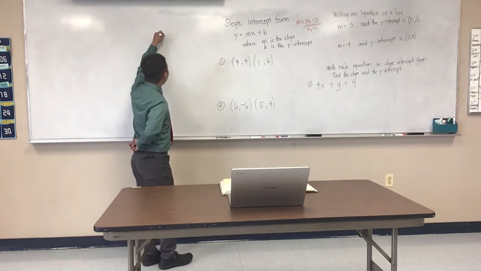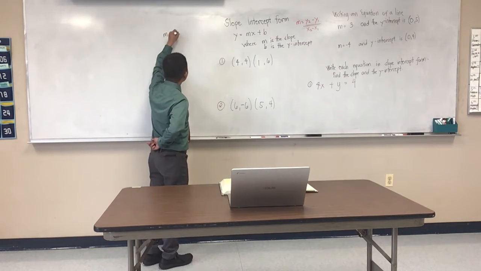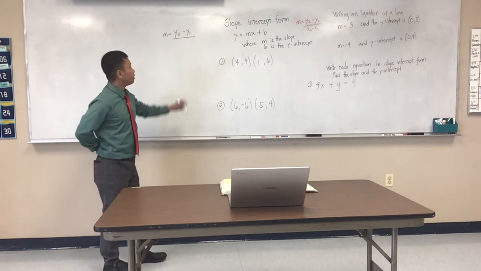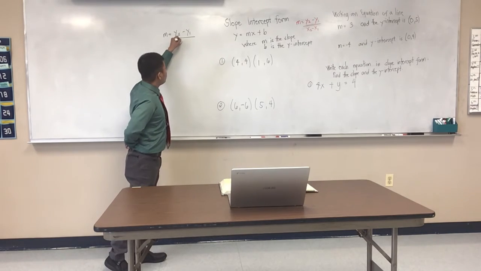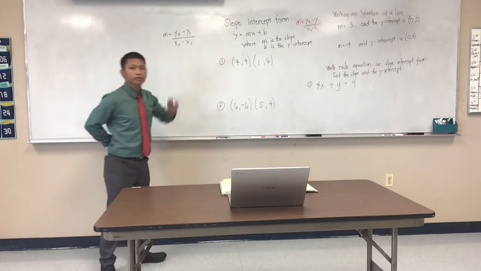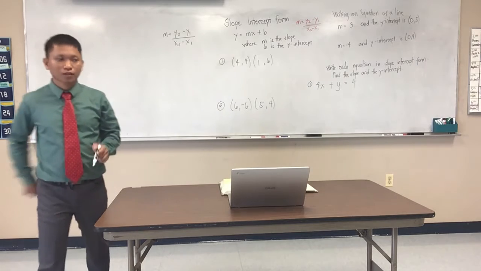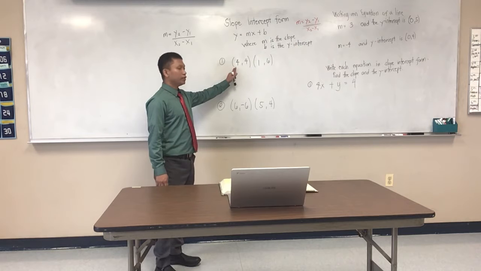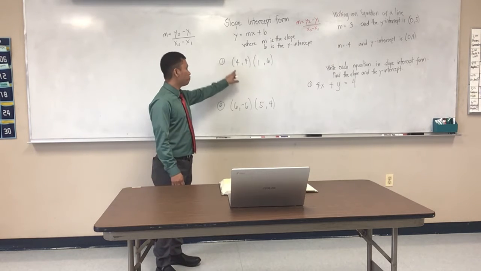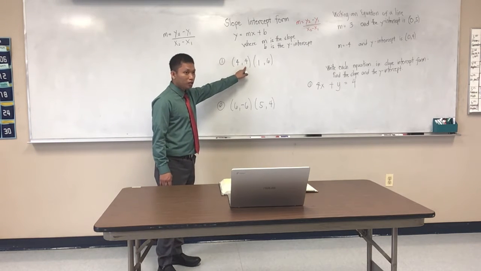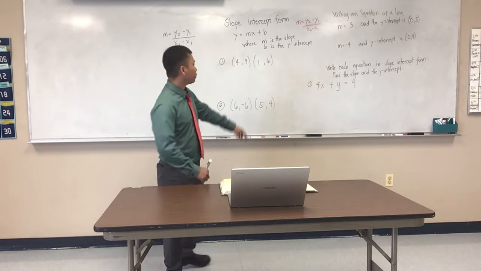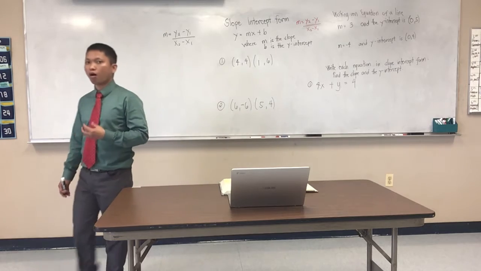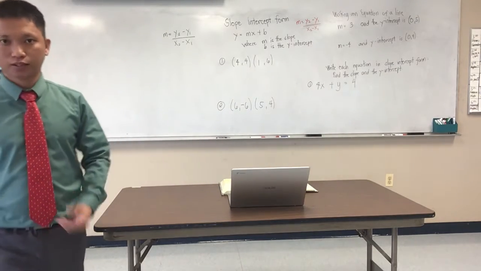We have m is equal to y sub 2 minus y sub 1 over, or divided by, x sub 2 minus x sub 1. Okay, for example here, we have the given ordered pairs. We have 4, 4, and the second ordered pair we have 1 and 6. What is the slope of these ordered pairs?